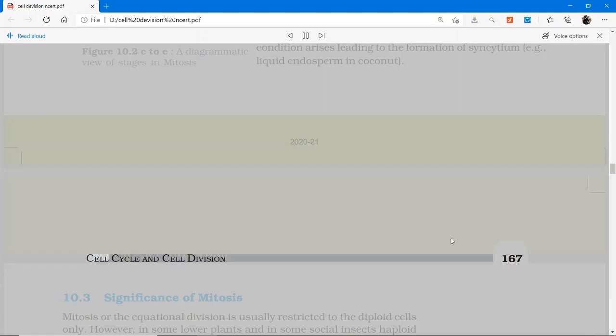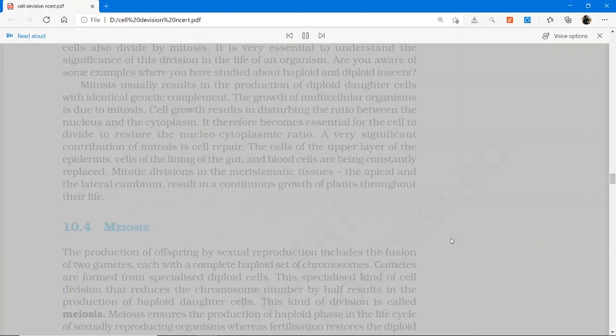Cell cycle and cell division. 10.3 Significance of Mitosis. Mitosis, or the equational division, is usually restricted to the diploid cells only. However, in some lower plants and in some social insects, haploid cells also divide by mitosis. It is very essential to understand the significance of this division in the life of an organism. Are you aware of some examples where you have studied about haploid and diploid insects?